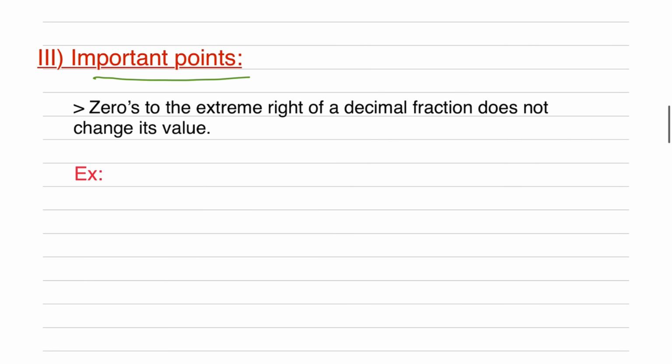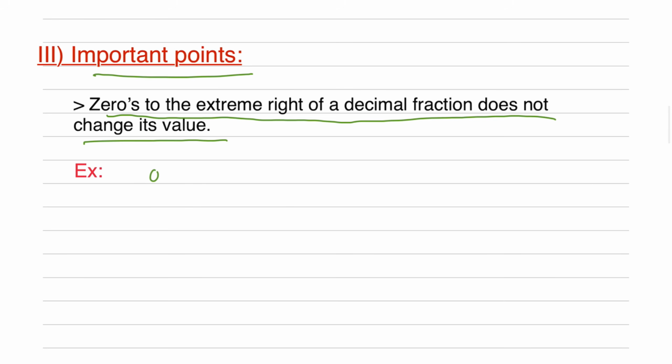Now we will see some important points regarding decimal fractions. See the first one. Zeros to the extreme right of a decimal fraction do not change its value. See the example, 0.8 is there. I can write it as 0.80 also. I can even write it as 0.800 or even 0.8000 and so on. So even though I add so many zeros at the extreme right of a decimal fraction, it does not change the value. It will be 0.8 only.